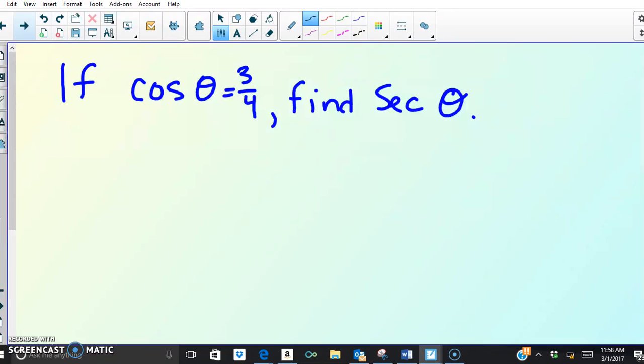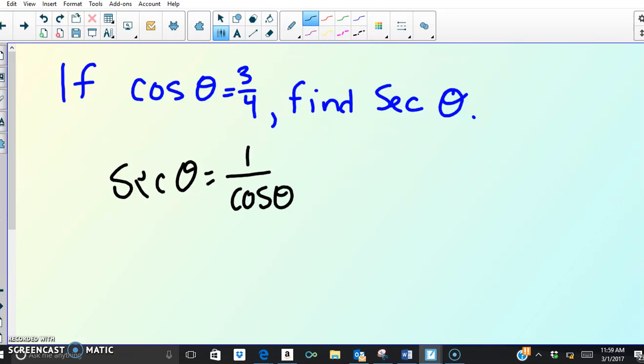Okay, so if cosine theta equals 3/4, find secant theta. So we have to look at our identities, and cosine and secant, remember, are opposites. So secant theta equals 1 over cosine theta. So secant theta then is just going to equal the inverse of cosine. So it would be 4/3.